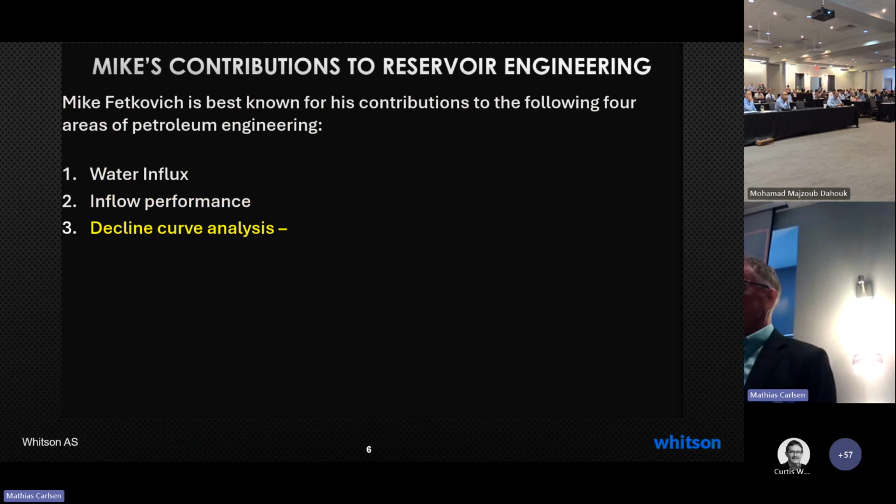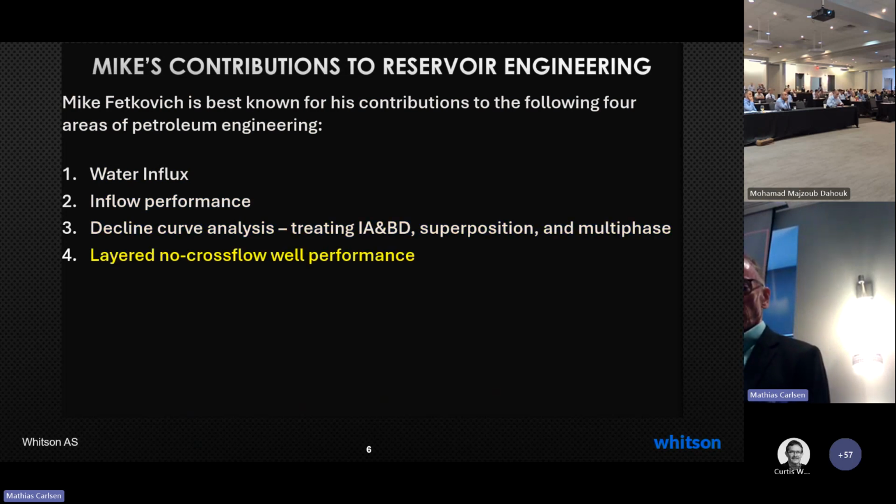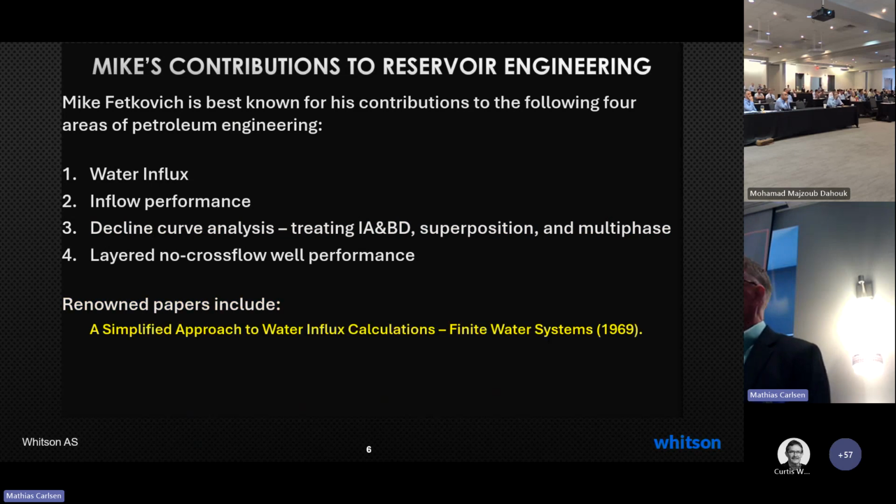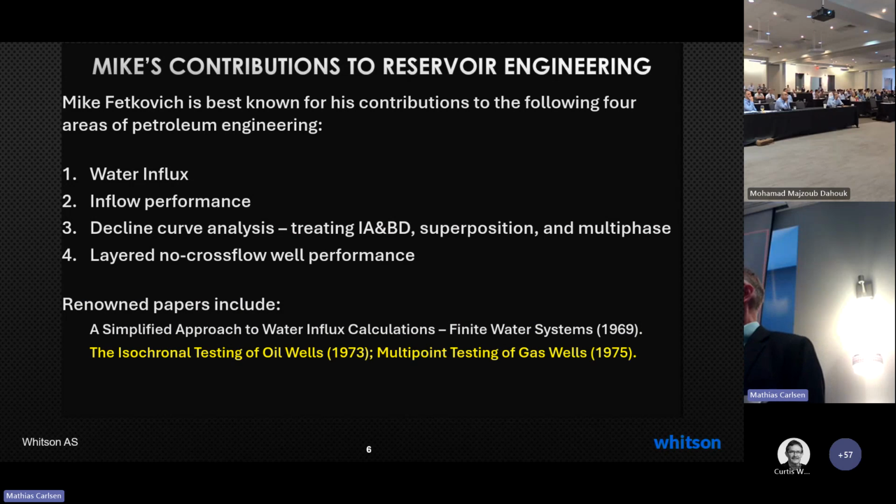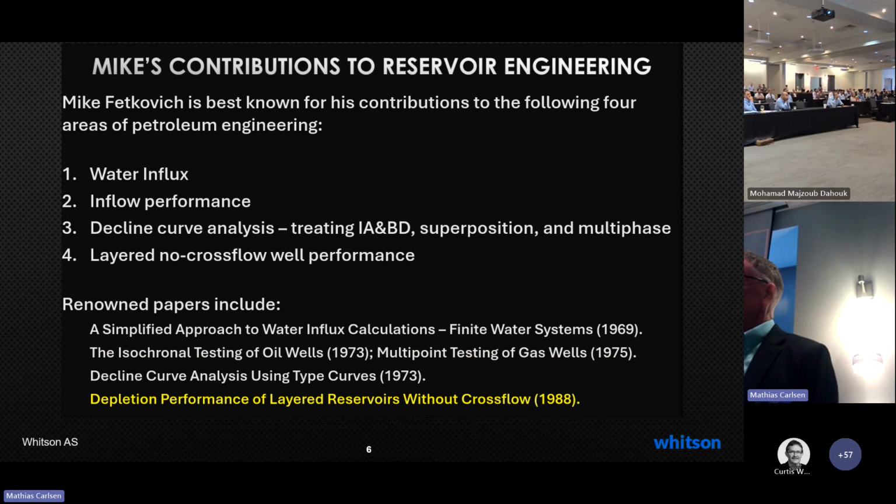The four basic areas that Mike focused on: water influx, inflow performance, decline curve analysis, and layered reservoirs. In my mind, the most important one he worked on was the last one, layered no-crossflow performance. It applies to unconventional just like it applies to conventional, because almost every reservoir you deal with has a two perm system connected to it: a high perm system and a low perm system. If you haven't read that paper, I would advise you to go and read it. I've read it multiple times, and every time I read it, I learn something new.